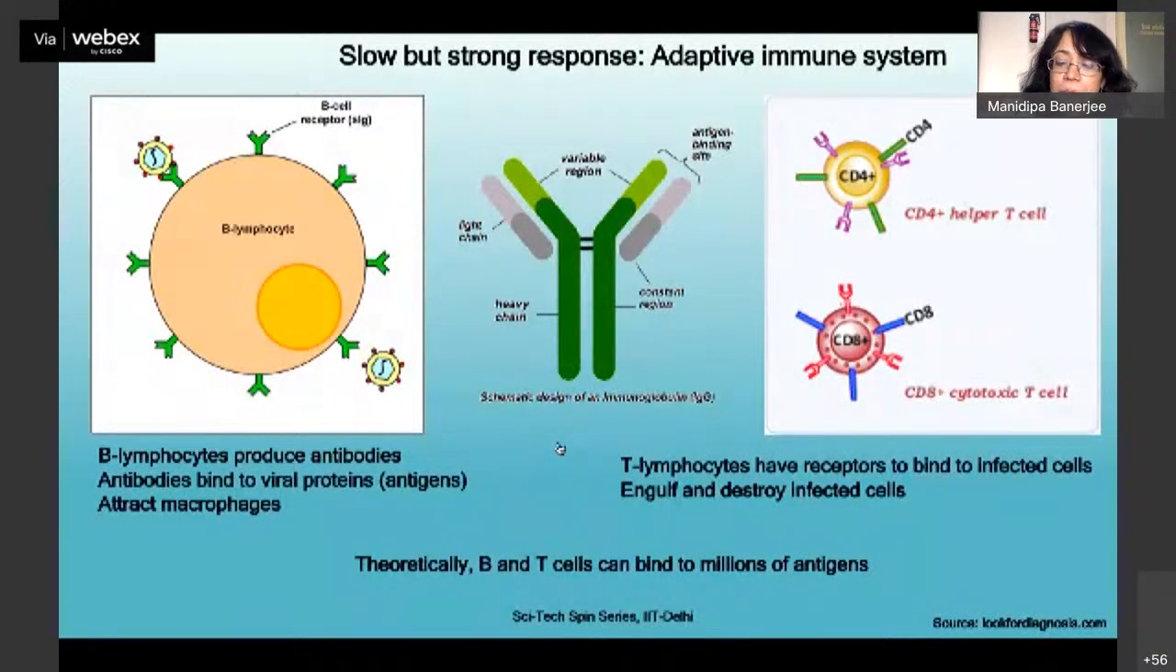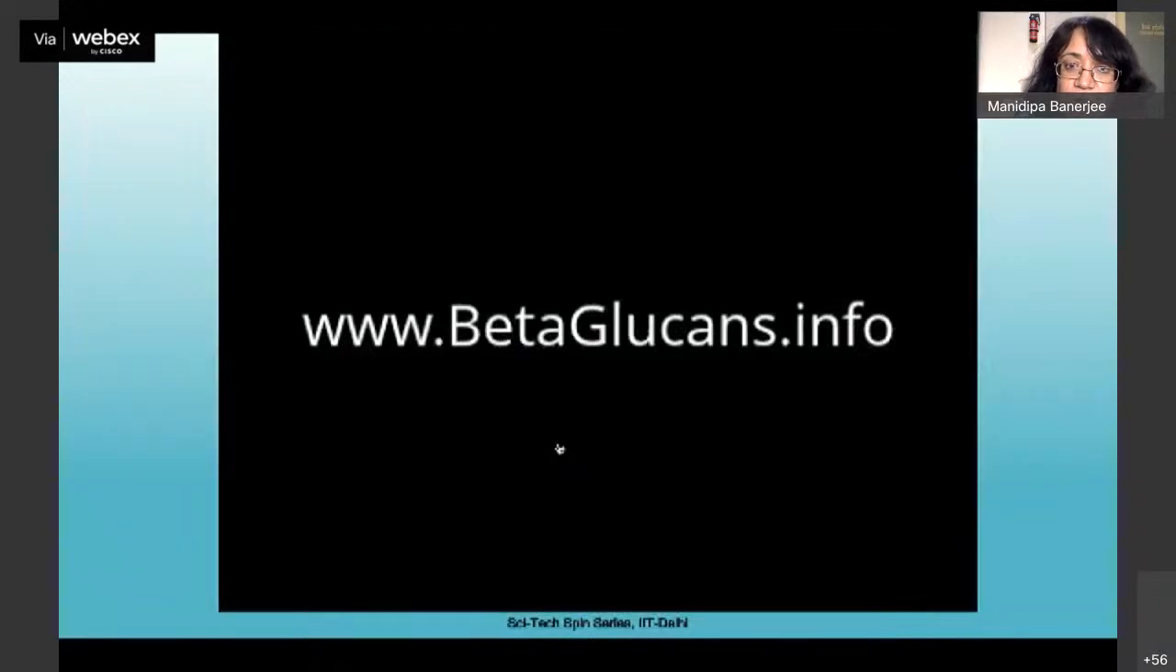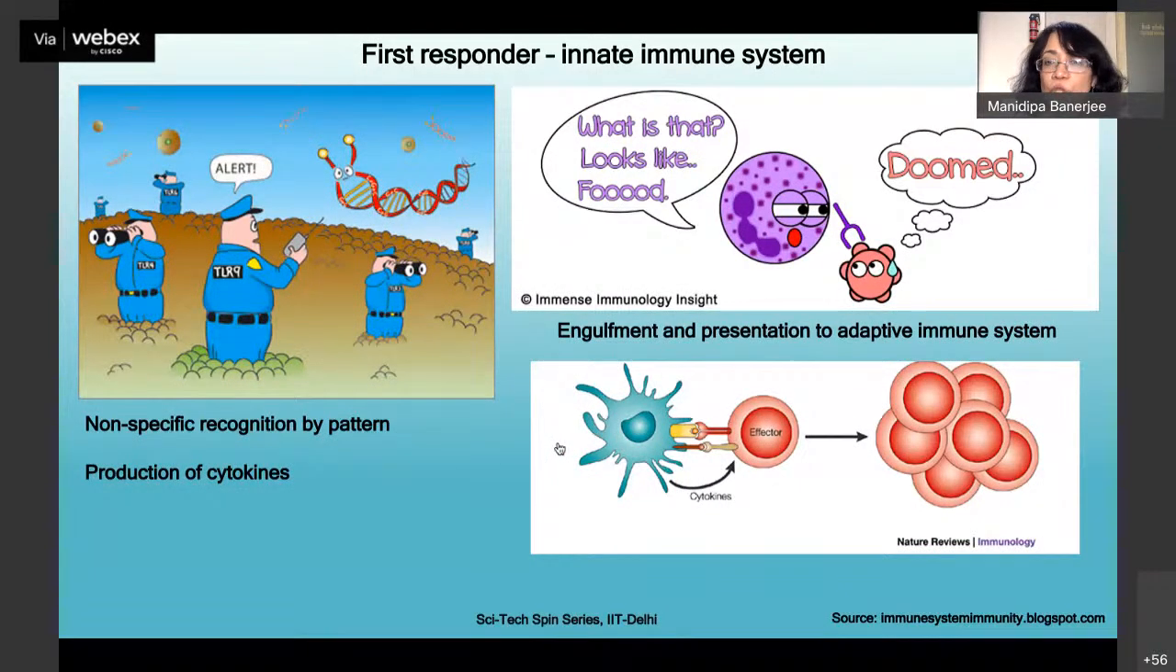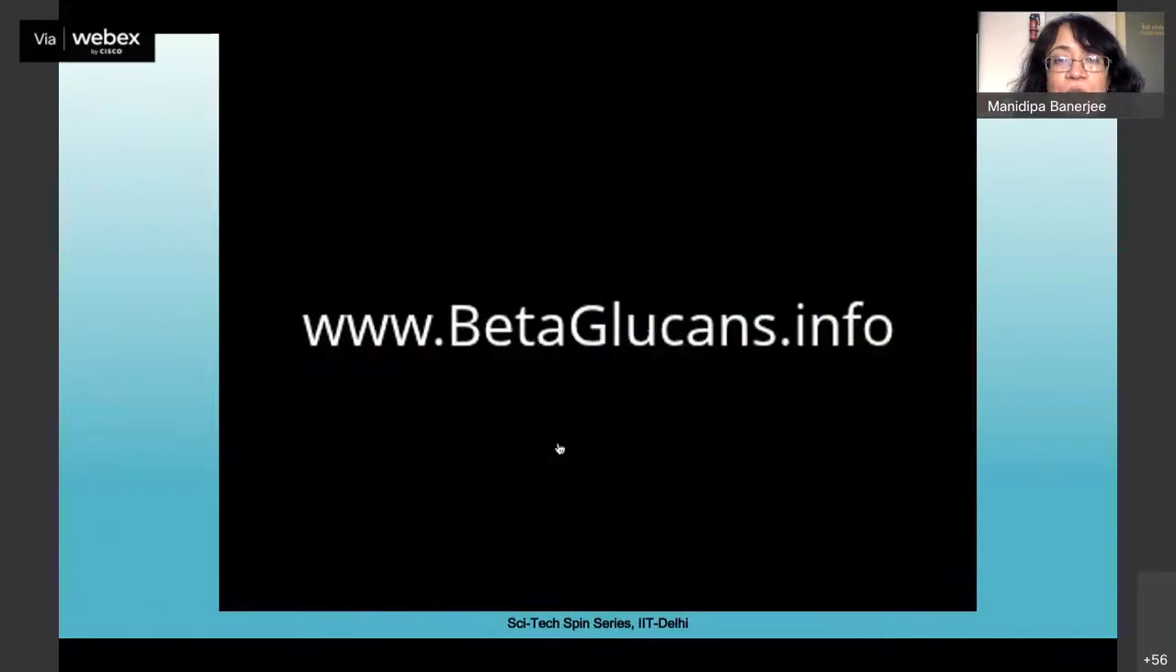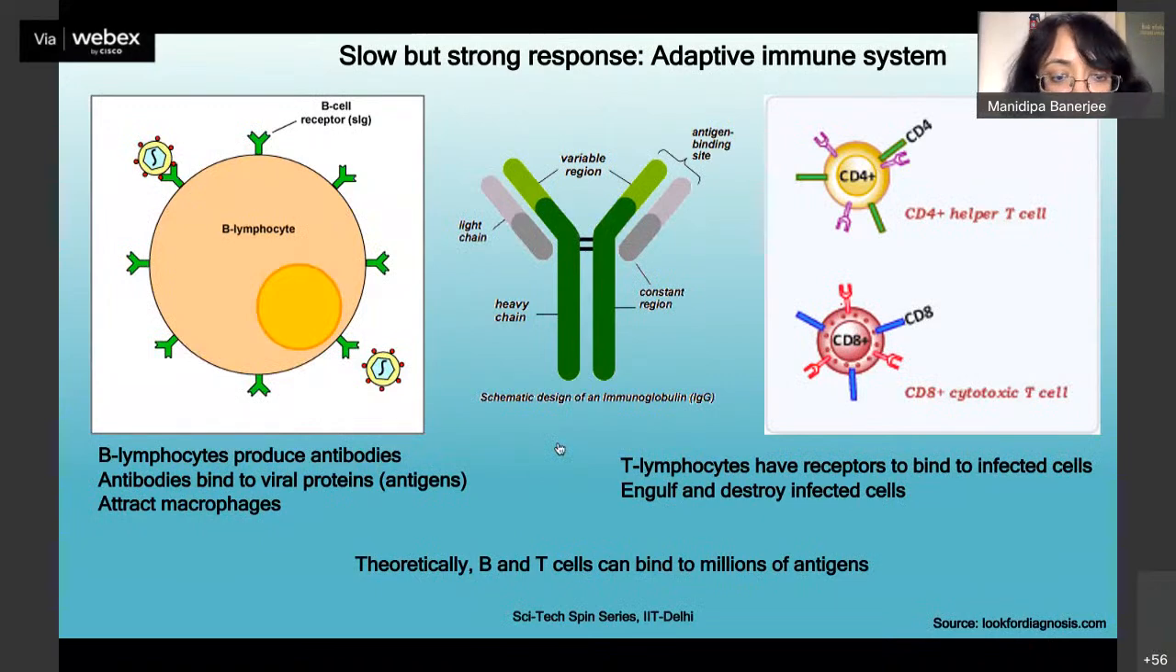Now, as the cells of the innate immune system chew up the viruses, they also present the fragments to the adaptive immune system. This is called antigen presentation. Now, here I'm introducing a couple of words, which is antigen and antibody. I think we all know a little bit about antibodies, right?